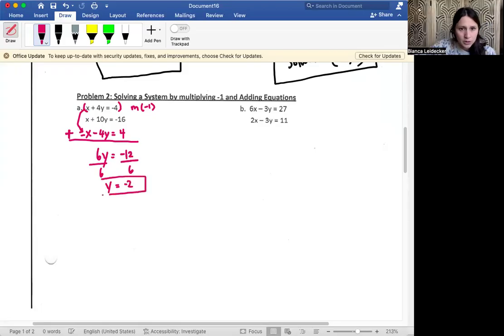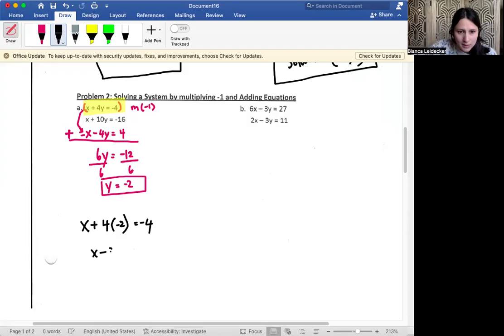Once you've gotten your y value, you can go back to the original equation or whatever equation you want to look at and plug in what you've just found. So I'm going to use that first one again. I'm going to highlight the one that I use here. So I'm going to use this first equation and substitute -2 in place of y. So I have x plus 4 times -2 equals -4.